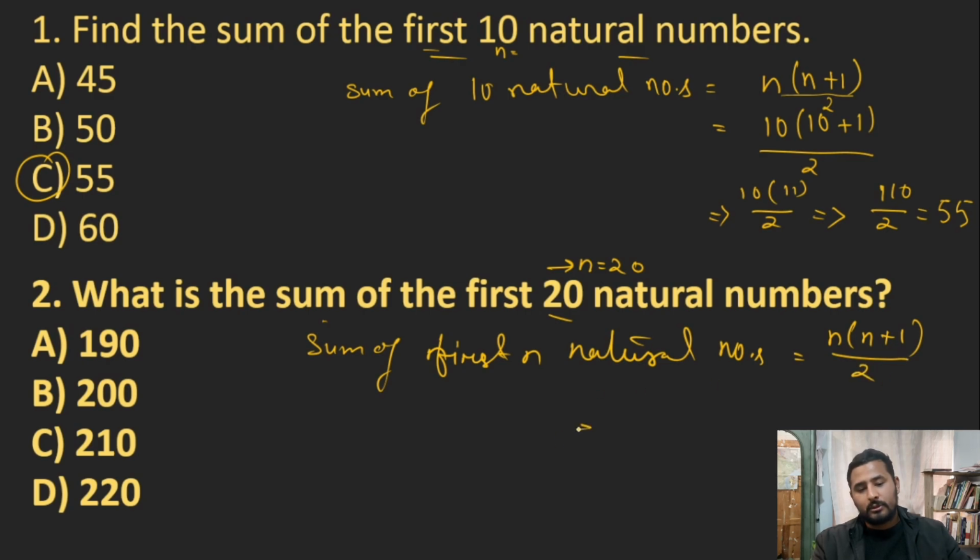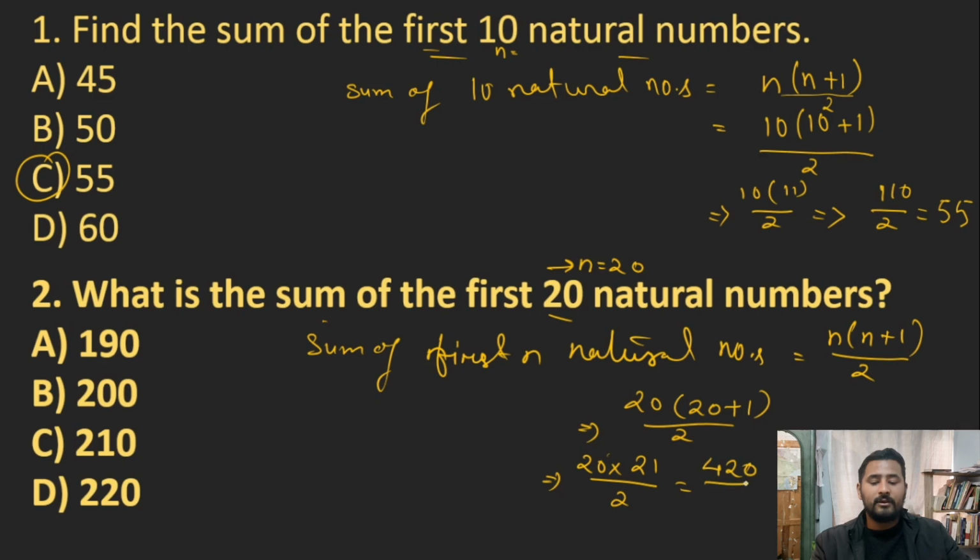Okay, so what you can do, our n is what? 20. Then multiply 20 by 20 plus 1. Okay, then you divide by 2. You'll get how much? 20 into 20 plus 1 is how much? 21 divided by 2. When you multiply 20 into 21, you'll get 420.